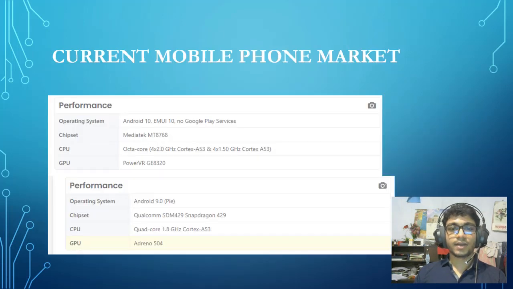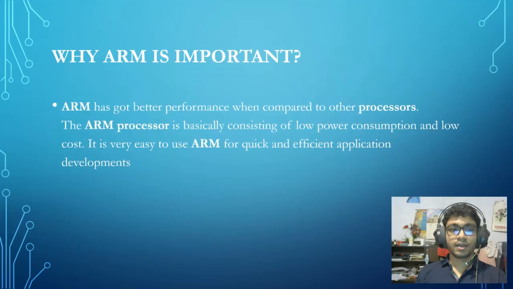If you look at the current mobile market or the portable device market, we can see that most of the devices are using Cortex A53 or some type of Cortex processor, and ARM is a company that produces Cortex processors. So the question comes to our mind: why is every mobile company and every portable device company using Cortex or ARM processors? Because ARM is faster compared to other processors.